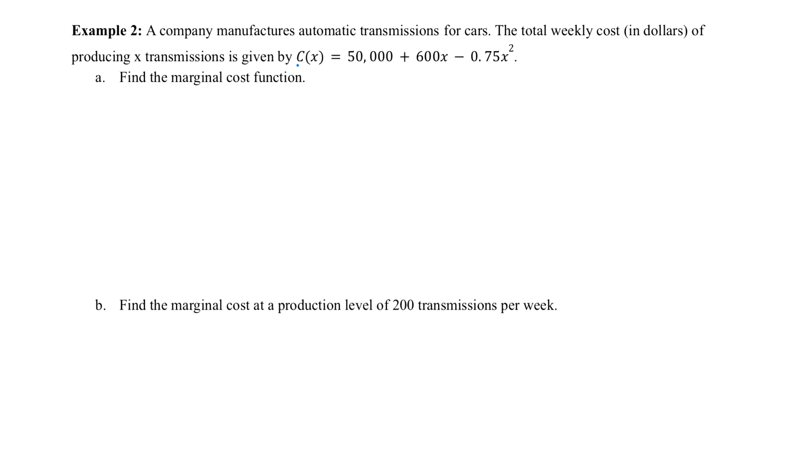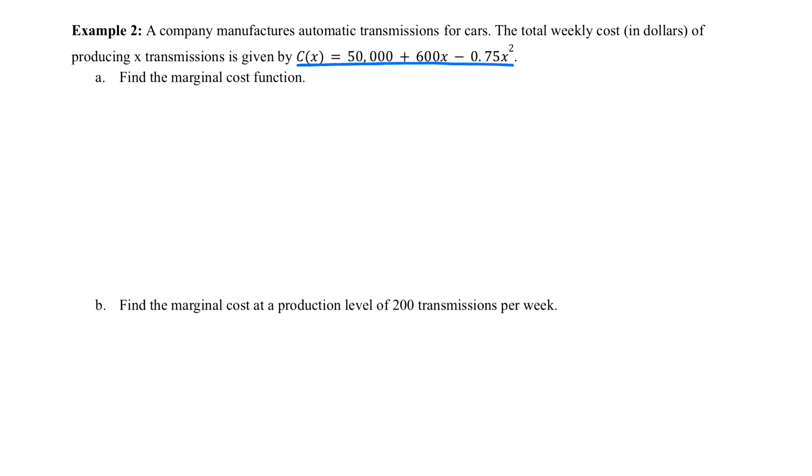Let's look at one more example of, in this case, marginal cost, and we're going to see what it can tell us about exact cost and how those two can compare sometimes. Here we have a company that manufactures automatic transmissions for cars. The total weekly cost in dollars for producing x transmissions is given by C(x) = 50,000 + 600x - 0.75x². So that's our total cost function.